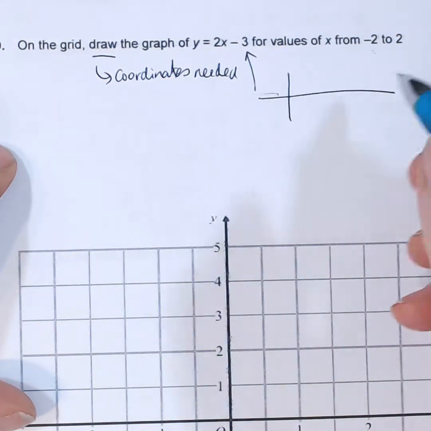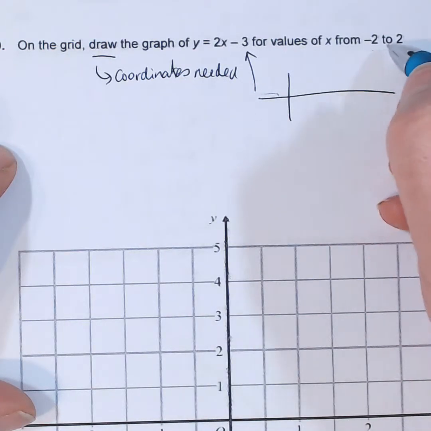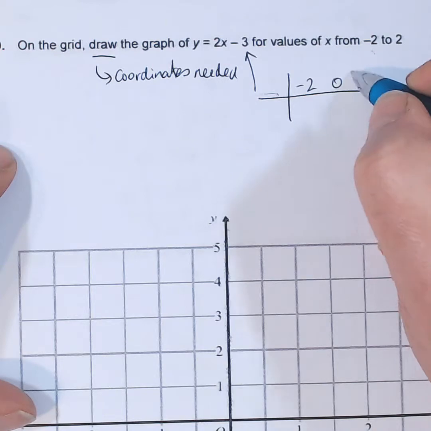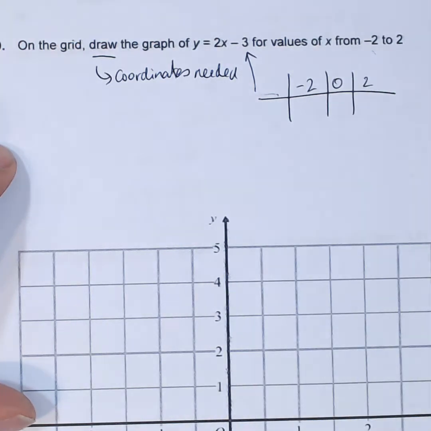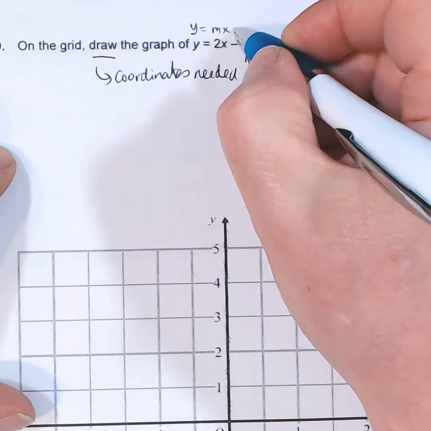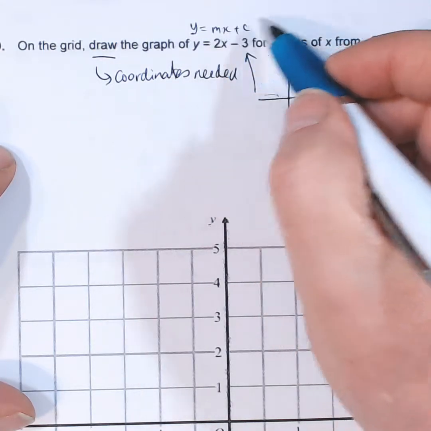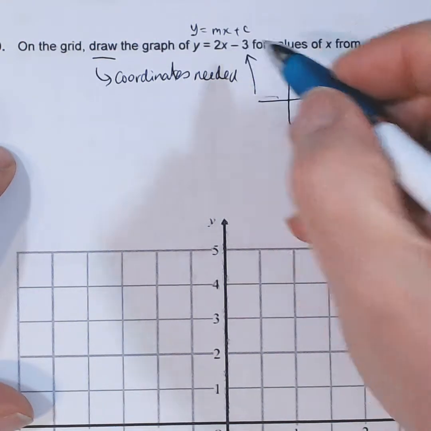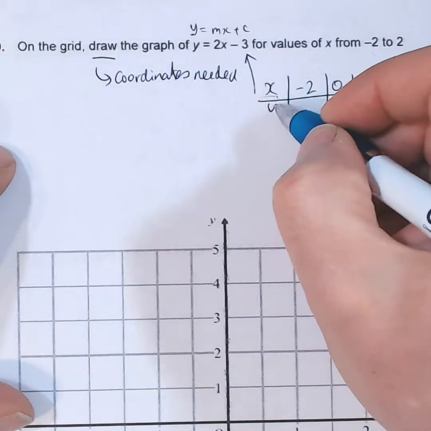So we recognise that we need some coordinates, and because they want us to go from -2 to 2, then I'm going to go -2, 0, 2. You only need 3 points to plot a straight line, and all equations of the form y equals mx plus c, gradient times the x value plus a number, where that number could be negative, of course, in this case. You just need 3 points to plot them.